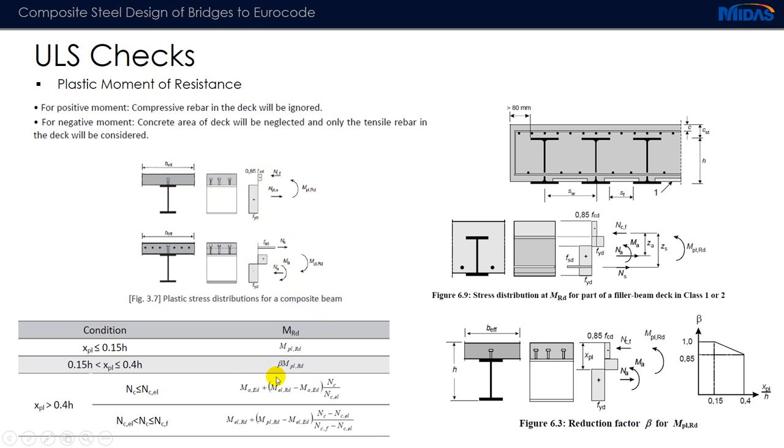Now in case the plastic neutral axis is greater than 40% of the overall height of the section, as shown in the table, we will be checking the interaction of the actual force as well. So as per the equation shown here, we'll modify the moment of resistance. Also there is a beta factor as shown in the graph on the right side here. Once the plastic neutral axis increases in depth from 15% to 40% of the total height, we'll be using a factor beta as a multiplier to the plastic moment of resistance.